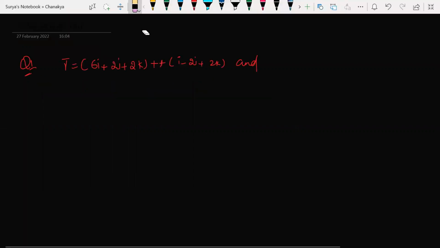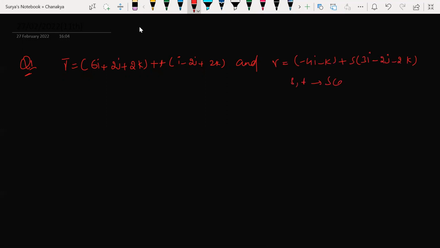Let us give some other name to this one. He has given r, what is that? Minus 4i minus k plus s into 3i minus 2j minus 2k, where s and t are scalars. Am I correct? Hope you are aware of what is a scalar and what is a vector.